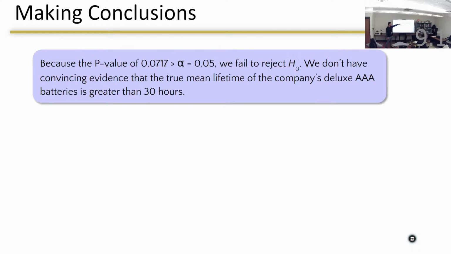Because 0.07 is greater than 0.05, we fail to reject Ho. We don't have convincing evidence that the true mean, that's nice, right? The population, the true mean lifetime of the company's AAA battery is greater than 30. Good enough. I don't mention 33 in there anywhere. If you wanted to, you could say, even though my sample mean was 33, I still don't have convincing evidence because 33 is not far enough away from 30, which is the true mean. You can start writing a novel on this stuff. We don't want to do that.